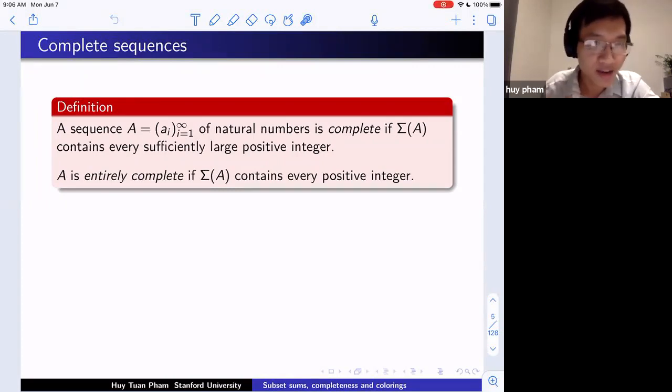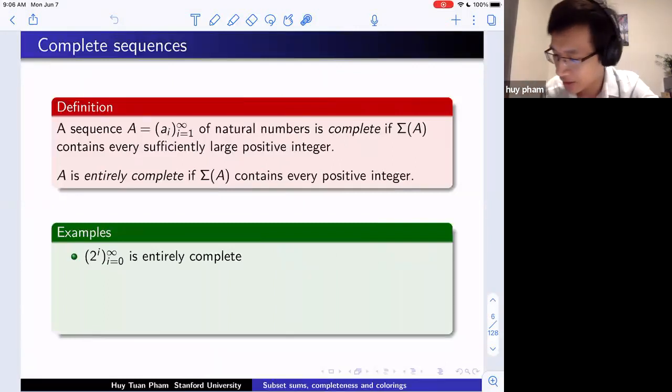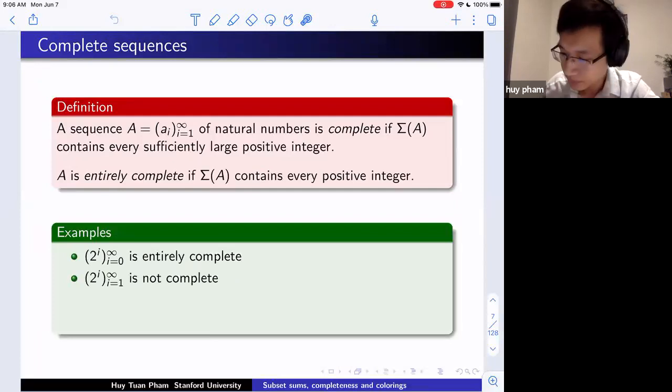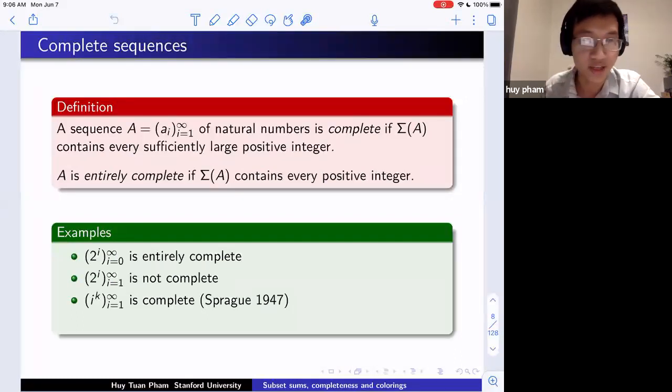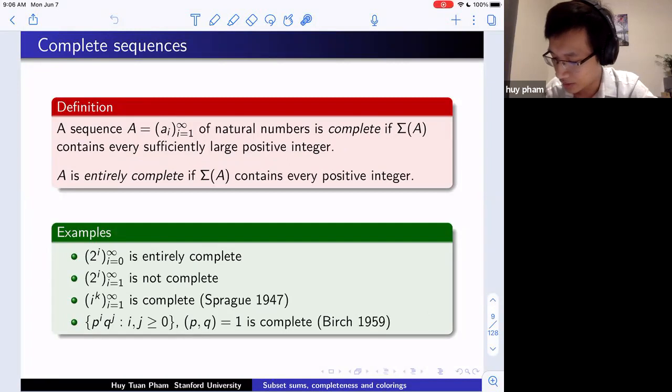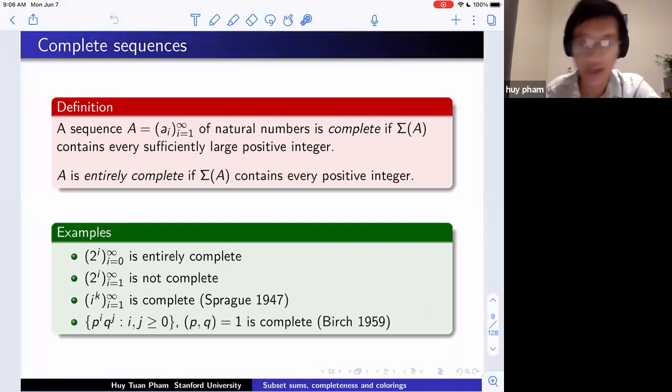Those two notions are in fact probably very familiar to us already, because this is one classical example. The sequence of all powers of 2 is entirely complete. In fact, it satisfies a stronger property: every positive integer has a unique representation as a sum of distinct powers of 2. However, if we remove any single term from the sequence of powers of 2, then we immediately lose the ability to represent infinitely many positive integers. There are also other examples. Sprague proved that the sequence of perfect powers i to the k is a complete sequence. And a result of Birch shows that if you take the set of all numbers of the form p to the i times q to the j, where p and q are two fixed coprime integers, then this sequence is also complete.